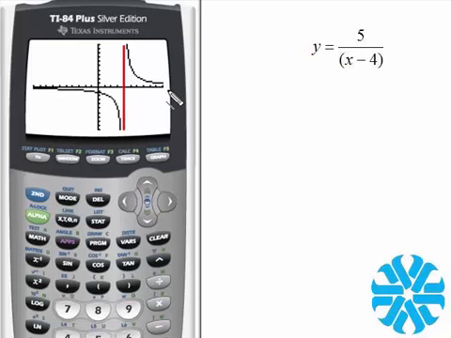As x comes from the right and approaches 4, you can see that the curve is going up and it's approaching that line there. It's never going to cross it, it's only going to approach it. And that's what's happening here at x is equal to 4. There's that vertical asymptote. Now there's also a horizontal asymptote, and the x-axis is the horizontal asymptote.